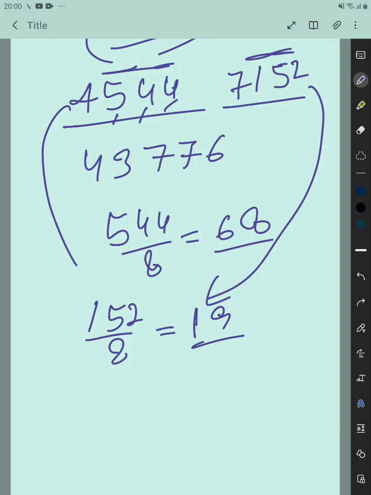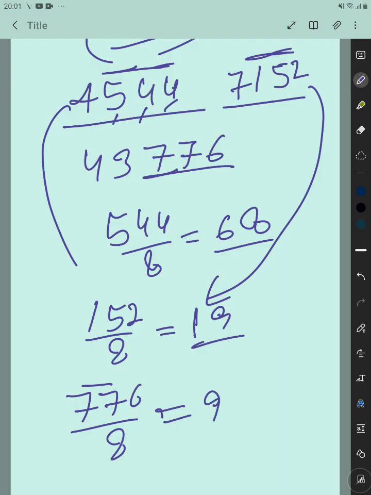Now we'll take 776. Sorry, I'm talking about this one, 776. If we divide 776 by 8, we'll take this together, and 8 9s are 72, and then the remainder will be 5, and 8 7s are 56. So this is 97. This is divisible by 8 completely. So this number will also be divisible by 8.